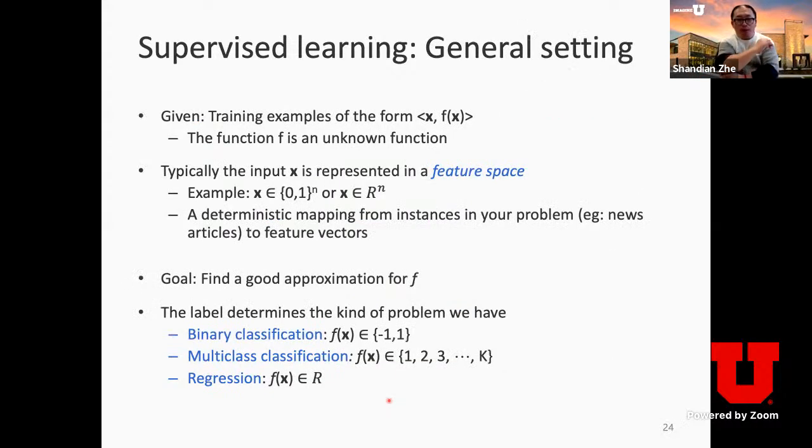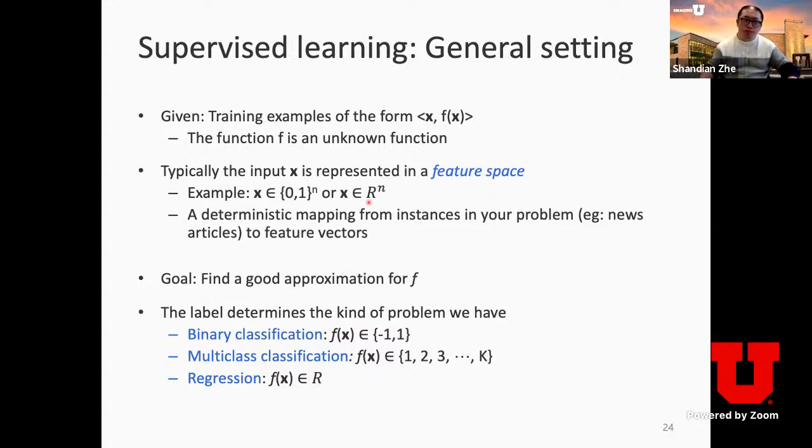So now let us summarize the setting of supervised learning, right? In supervised learning, we assume the training examples are given as a list of pairs of instances and labels. Those labels are given by the ground truth function or target function, right? And this ground truth function is usually unknown and very complex. And the input x in the computer science domain is represented by a feature vector.